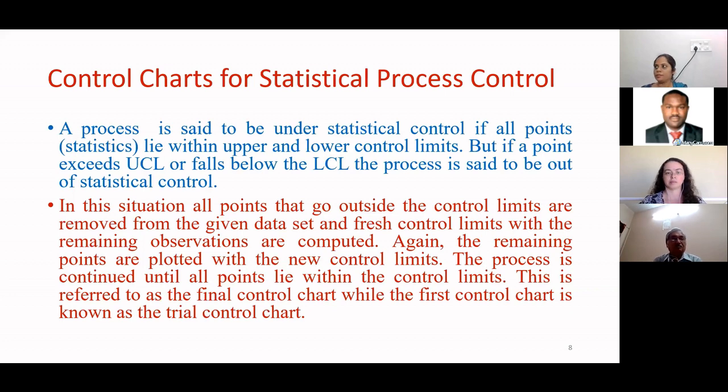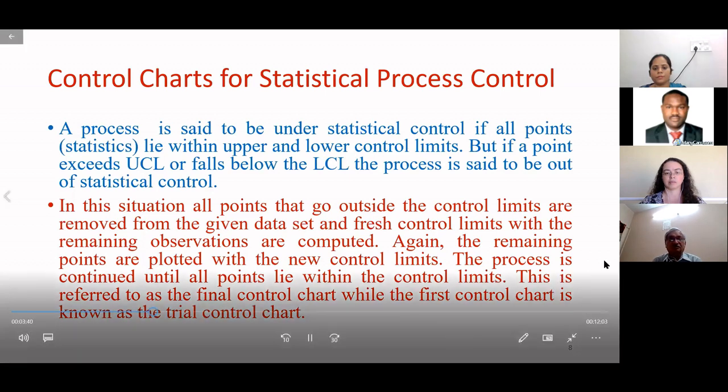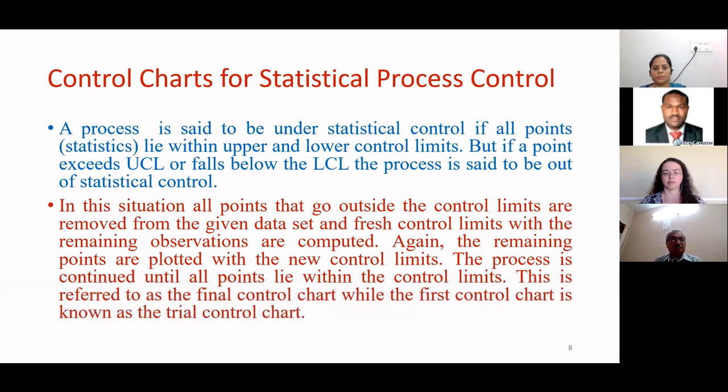In these situations, all points that go outside the control limits are removed from the given data set and fresh control limits with the remaining observations are computed. Again, the remaining points are plotted with the new control limits. The process is continued until all points lie within the control limits. This is referred to as the final control chart, while the first control chart is known as the trial control chart.